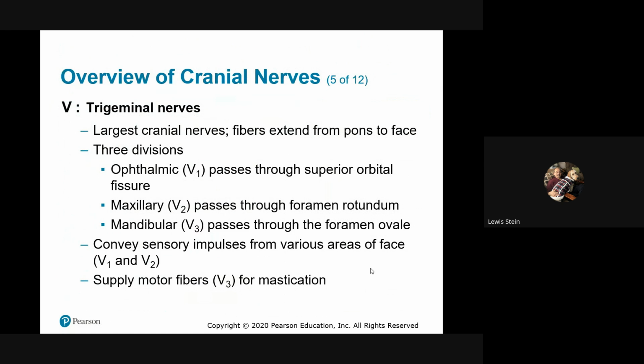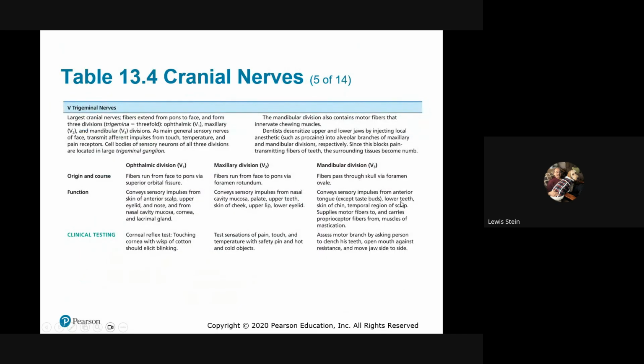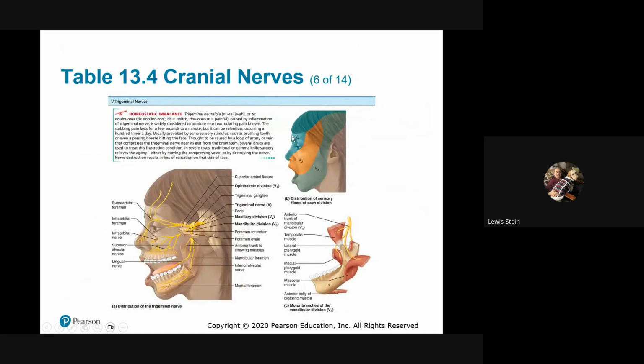We refer to them by the Roman numerals V1, V2, and V3. These are all sensory; the mixed one is V3. So these are all the sensory nerves from the face. The illustration is here.